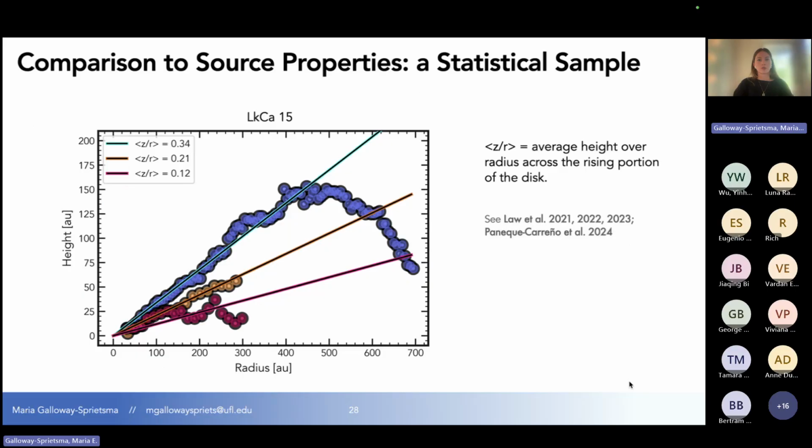So finally, I just want to talk a little bit about a comparison to the source properties. One of the great things about exoALMA is that we targeted 15 disks, which is a fairly substantial size, and it can allow us to do some statistics and compare to source properties. Before I go over these next slides, I just wanted to show this plot to explain what Z over R is, which is what I'll be showing. Z over R is just the average height over the radius of the emission surface. I've plotted that here for 3 different molecular tracers in calcium-15. So Z over R is basically just this slope here.